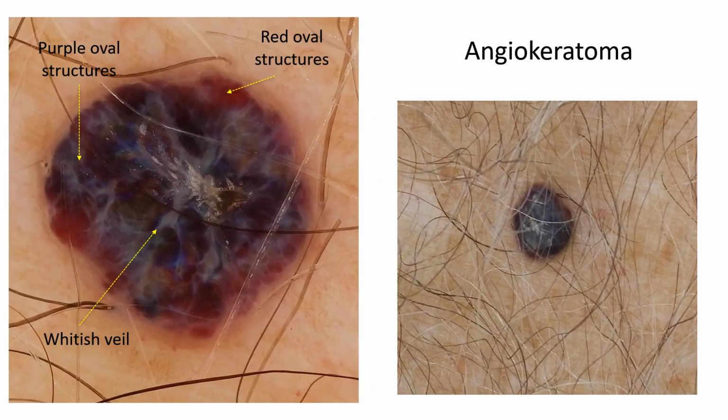An angiokeratoma has a slightly different pattern. It has both purple and red oval structures. It often has this whitish veil as well as septa.